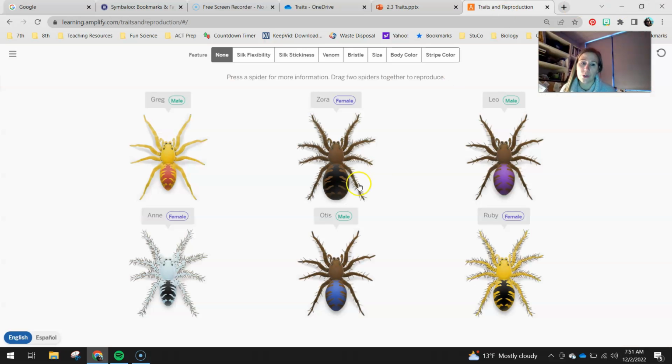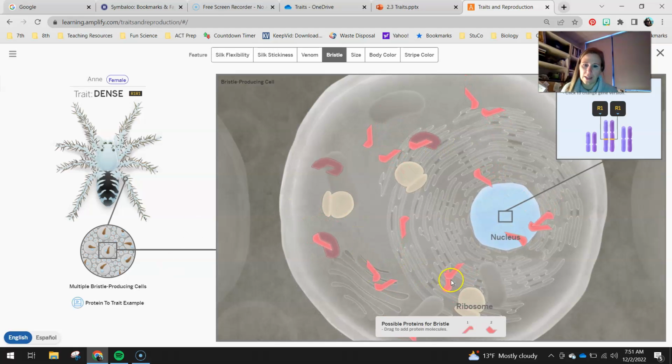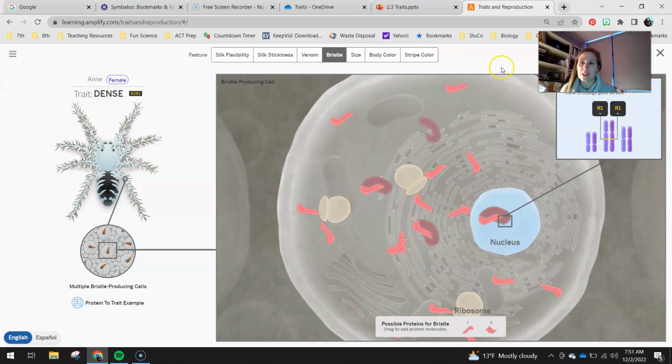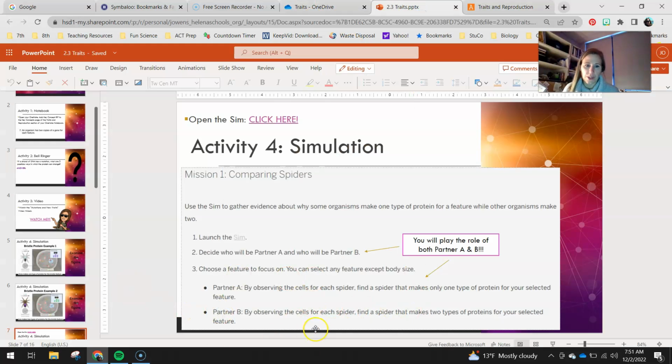If you chose the bristle type, which we already know, again, don't do bristle type. We know that Anne only makes 1 type. If I pull up Anne's cells, I can see only the protein number 1. So that's what you are going to do, but with something other than bristle. And then once you have done that, find another spider that makes 2 types of protein. Again, we know with bristle, Leo makes 2 types of protein. So you would find something like that where he has 2 different shapes of protein floating around in his cells.